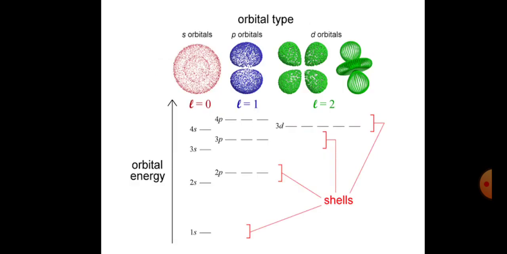Based on various quantum numbers, the shapes of the orbitals are seen in this diagram. For the orbital quantum number, if L is equal to 0, then we have the s orbital. If L is equal to 1, then we have the p orbital. If L is equal to 2, then we have the d orbital, and so on. The orbital energy level diagram is also shown here.